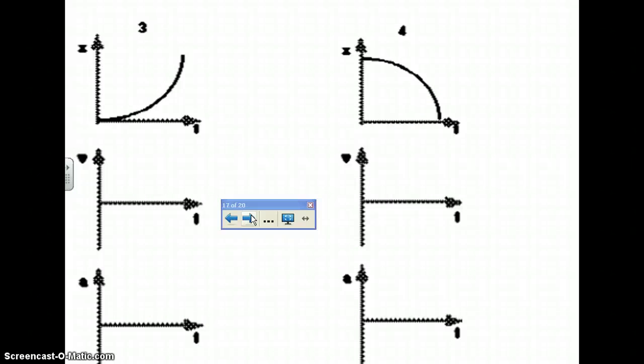Okay, so this one is speeding up in the positive direction. So since you're speeding up in the positive direction, it'll look like this. And speeding up is positive, positive direction is positive. So you're going to have a straight line above your x-axis.